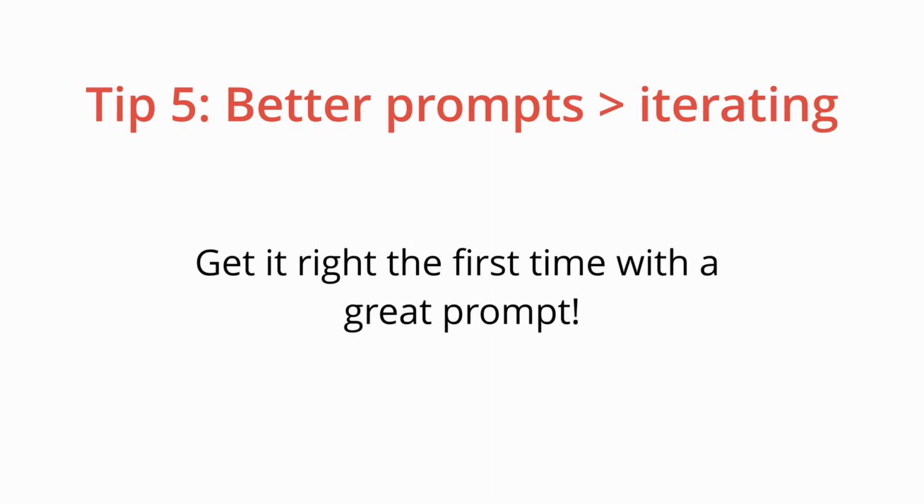Tip number 5. Better prompts over iterating. People will debate this, but in my experience and according to the Google course, iterating is fine, but writing a better prompt that gets it right the first time is a better way to get results from the AI. You can go back and forth and chat with AI, but if you write a higher quality prompt from the beginning, that does a lot better than iterating back and forth.